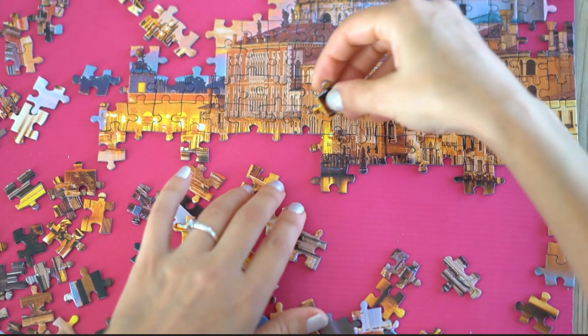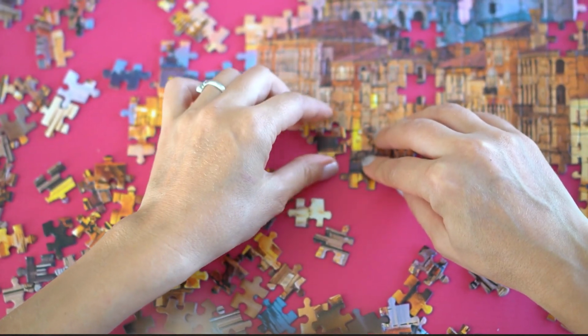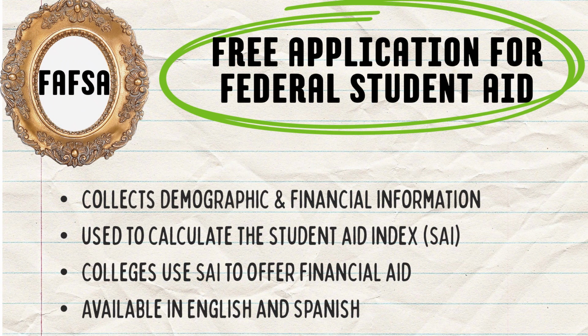Like this little video of someone putting together a puzzle, I hope the puzzle pieces are starting to come together for you so you can begin to build your own financial aid picture. Does it all start with the FAFSA? And what is the FAFSA? It's the Free Application for Federal Student Aid. It's simply the form that collects demographic and financial information used to calculate the SAI. Colleges use SAI to offer financial aid, and it's available in English and Spanish.